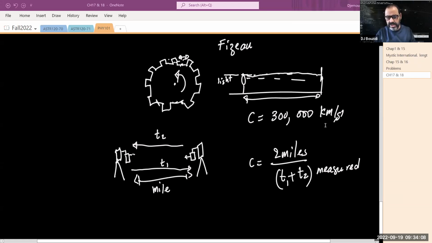And the reason why it fails is because light travels 300,000 kilometers per second, which is roughly about 200,000 miles per second. 1 mile is nothing. So light takes a blink of an eye to travel that distance. I mean, not even a blink of an eye. So it takes a lot less time to do that. So that's why his experiment was failing.